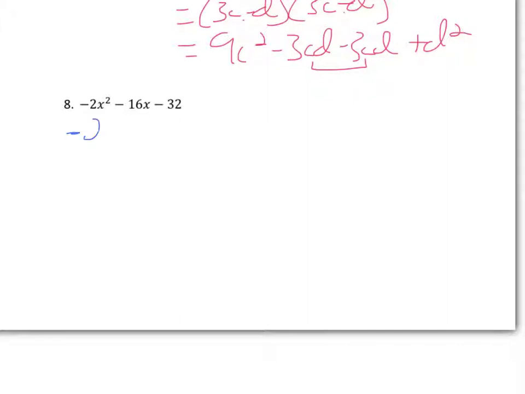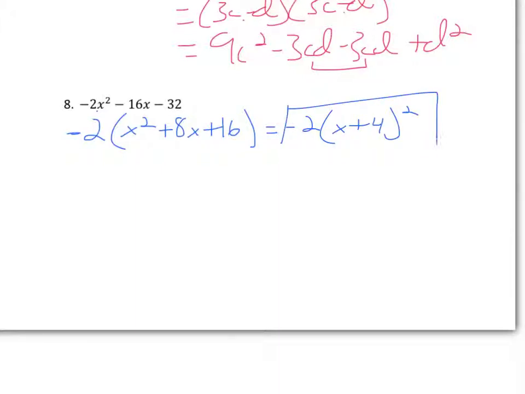So we'll take a negative 2 out, and when you take a negative 2 out of negative 2x squared, you're left with just x squared. When you take negative 2 out of negative 16x, you're going to be left with plus 8x. And we take a negative 2 out of negative 32, you're left with plus 16. Now we look at these and we see perfect square, take this sign. So this is equal to negative 2 times x plus 4 quantity squared, and that is factored.